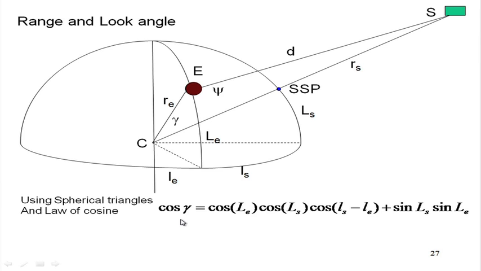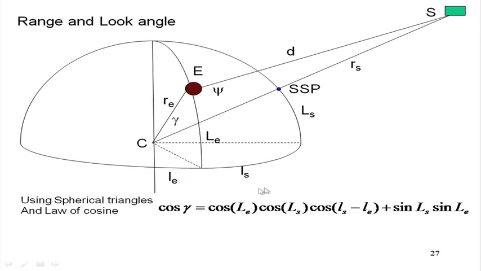So, cos gamma is expressed as cos of latitude of earth station multiplied by cos of latitude of satellite subsatellite point multiplied by cos of difference between longitude of earth station and subsatellite point plus sine of latitude of satellite subsatellite point and sine of latitude of earth station. This is cos gamma. So, you can find out gamma and you can go back to the previous expression and sine gamma and cos gamma values you can put and you will find what is the elevation.